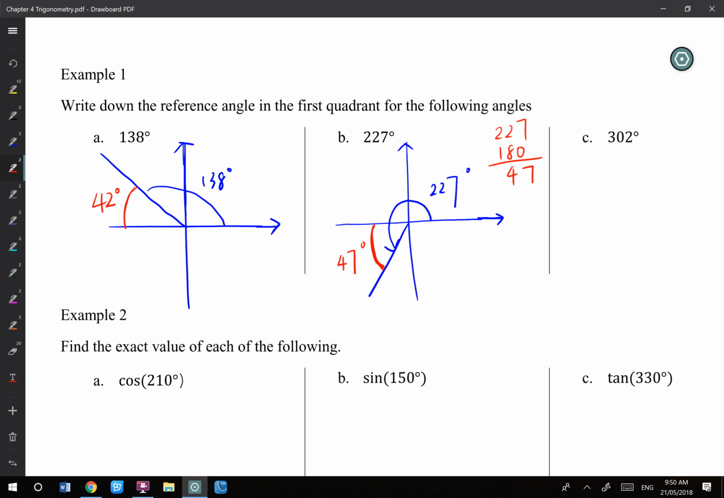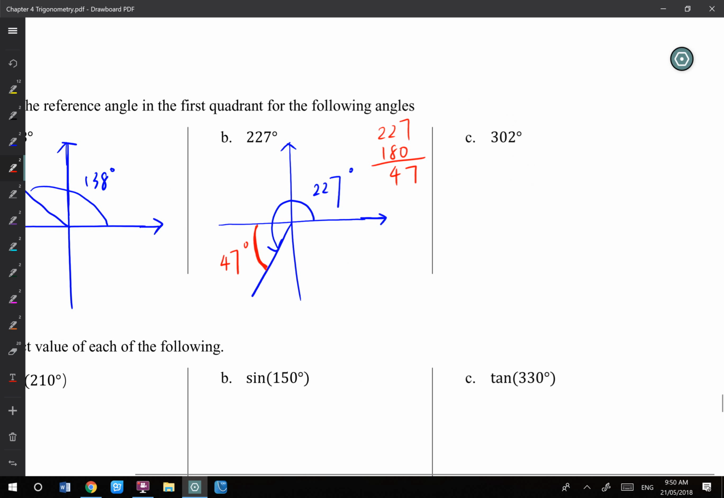I'll talk about that later. We first of all learn how to find it, and then you will see why we do it. Because it's hard to talk about sine 227 degrees. What is it? You have no idea about that. But it will be quite equivalent to talking about sine 47 degrees. Okay, I'll show you this in the unit circle later. But let's finish doing the reference angle first.